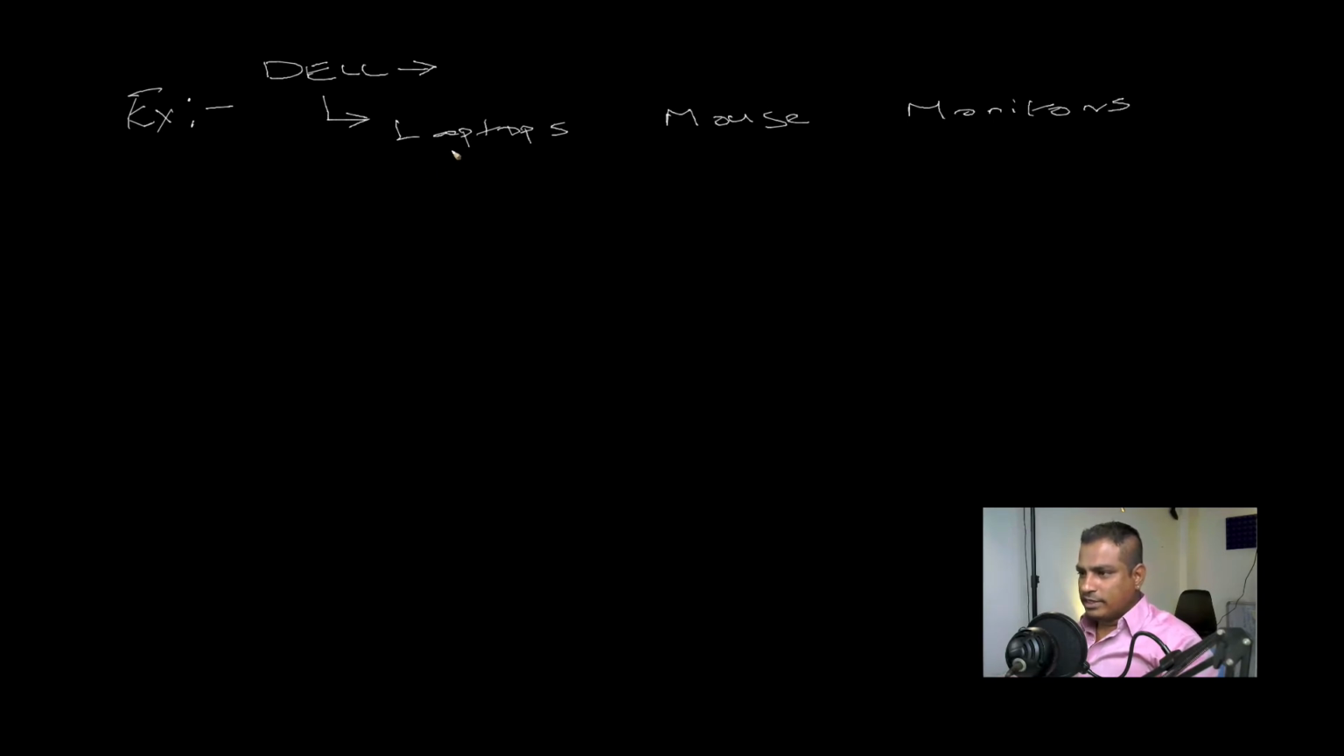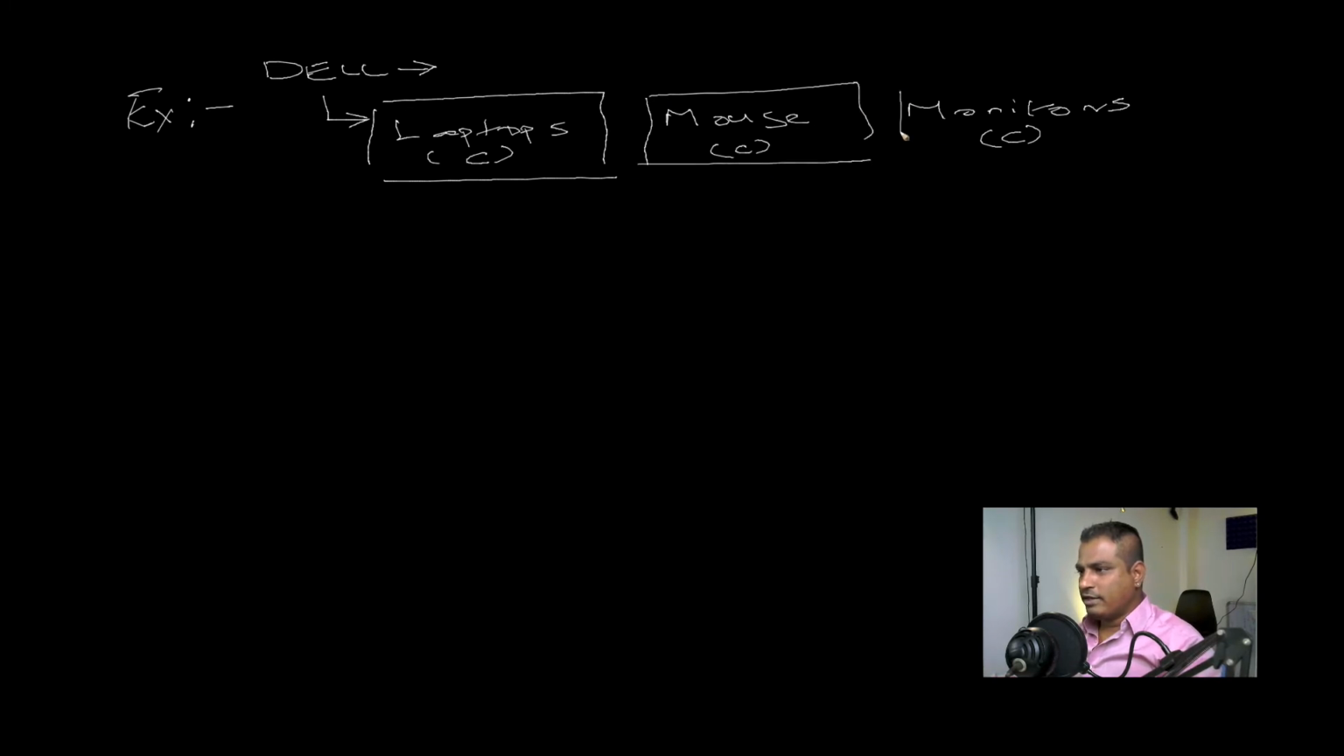Now, what do these things become? These things are your campaigns. You will create a campaign for laptops, a campaign for mouse, and a campaign for monitors. So effectively, don't you think a campaign broadly talks about the product category? When I talk about creating campaigns, I'm talking about creating a campaign for a product category.